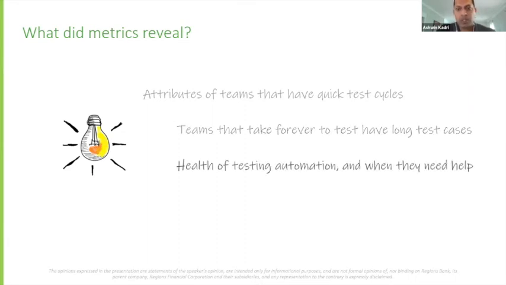Metrics also provided an indication of the health of testing automation. So we could know how frequently the teams are running these test cases, what was their pass rate, and abrupt changes in trend indicated that they might need some help.